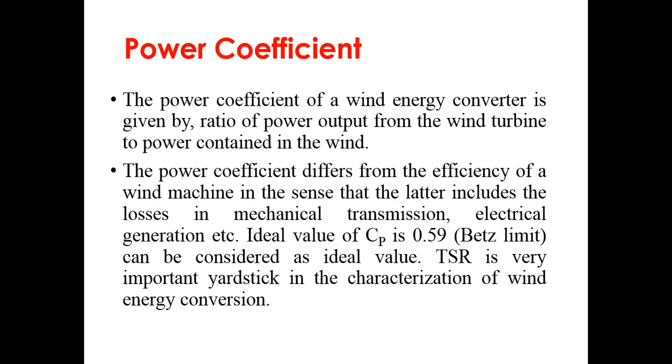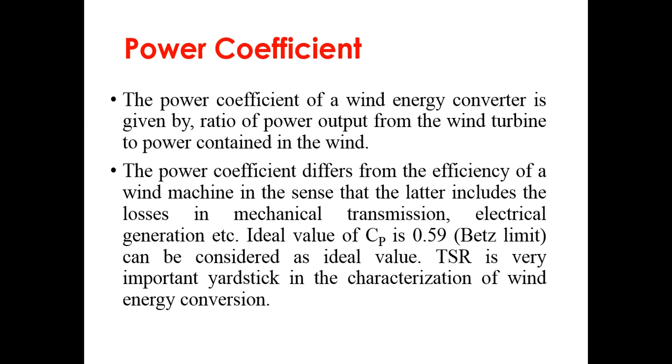So our next concept is already incorporated in the initial part of this session, that is the power coefficient. The power coefficient of the wind energy converter or wind energy system is given by the ratio of power output from the turbine divided by the power contained in the wind. The coefficient of power differs from the efficiency of the wind machine in the sense that the latter includes the losses in the mechanical transmission, electrical generation, converter losses, etc.